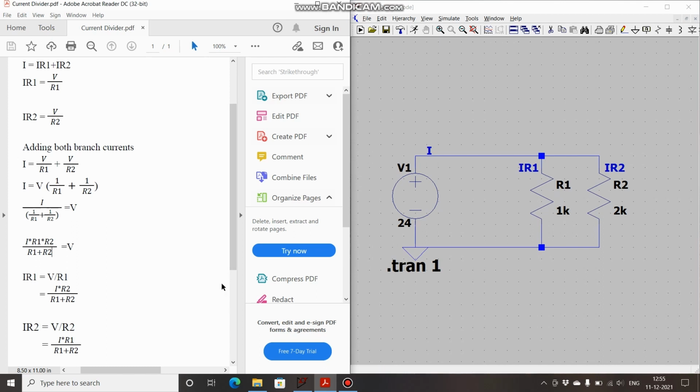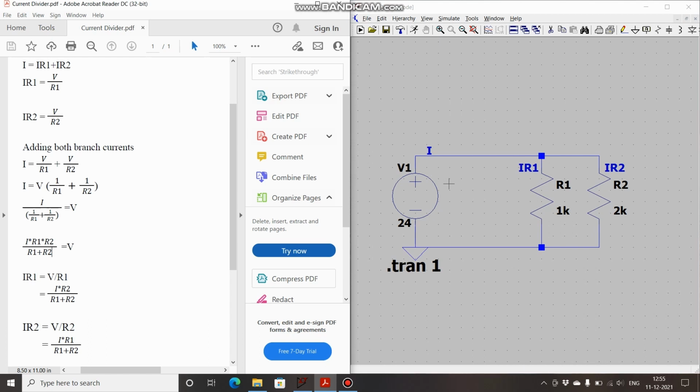Now, one thing to notice over here is that current through any branch is equal to current supplied by this source into the parallel combination of these two resistors, divided by the resistance of the branch in which you want current. So if I want current in branch R1, then my equation will be the current supplied by this source multiplied by the parallel combination of these two resistors divided by this resistance, that is 1K. So let's solve this circuit.